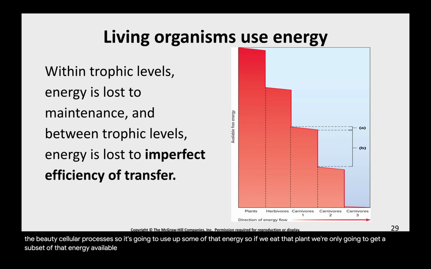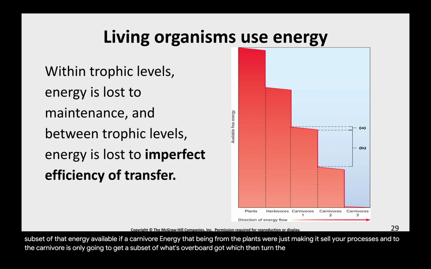Right? If a carnivore were to go in and eat that herbivore, again, that herbivore is going to use some of the energy that it gained from the plant for just maintaining its cellular processes. Right? So the carnivore is only going to get a subset of what the herbivore got, which in turn, the herbivore only got a subset of what the plants got.